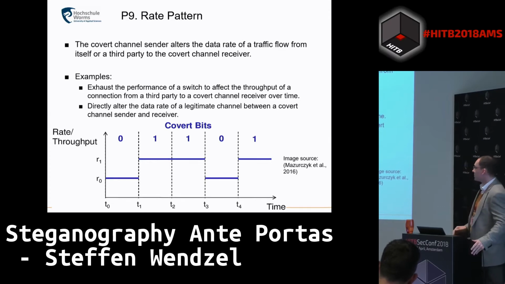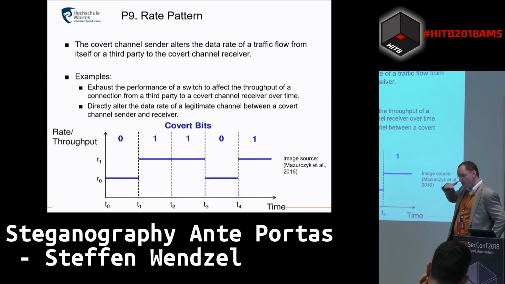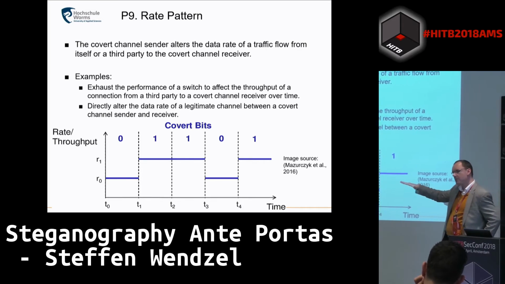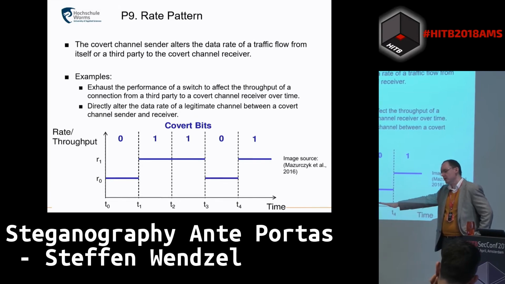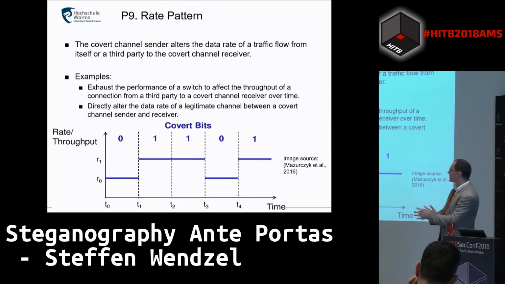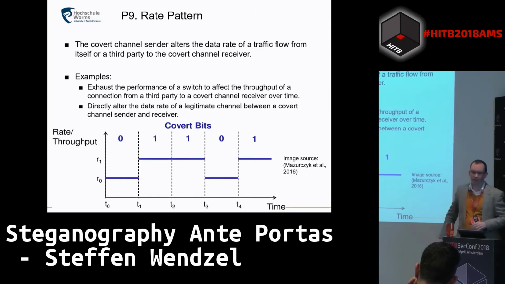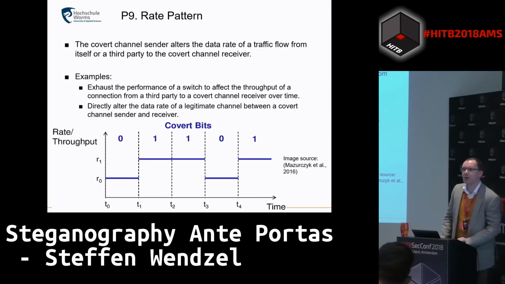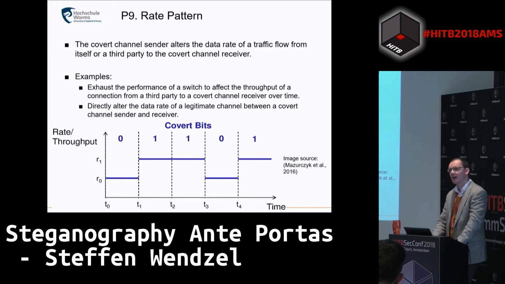You can do something similar with the throughput of your data. So you send a burst traffic for a short period of time, indicates 1 bit. If you send your data at a low rate, you indicate another bit. Also, you can do this stepwise, so you can signal more information per time. This is like the little brother of the interarrival time modification that we had before.